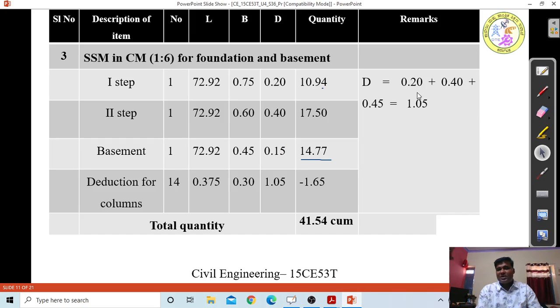The total depth: 0.2 meter is the first step depth, 0.4 meter is the second step depth, and 0.45 meter is the third step. So adding all these three, I am going to get 1.05 meters of depth. After deducting this, I am going to get the total volume as 14.54 cubic meters of stone masonry.